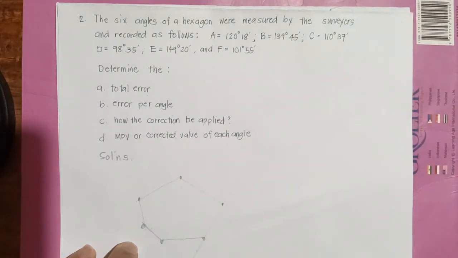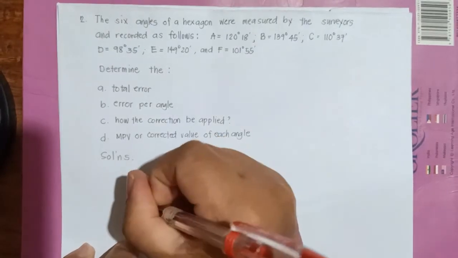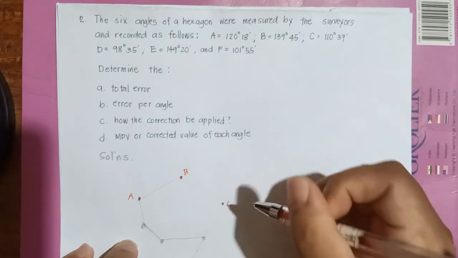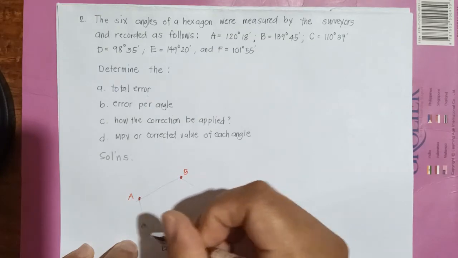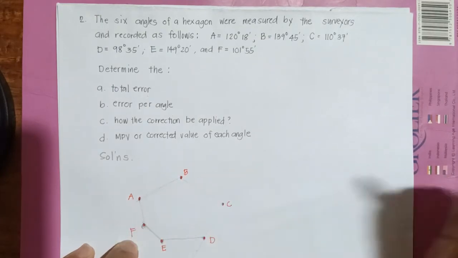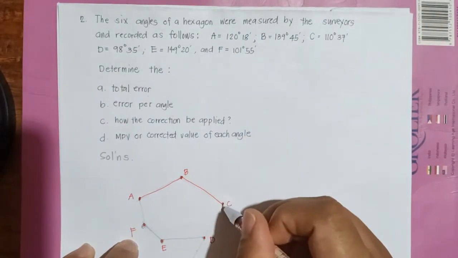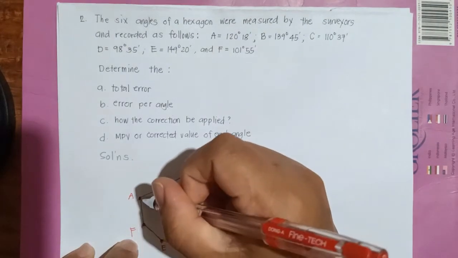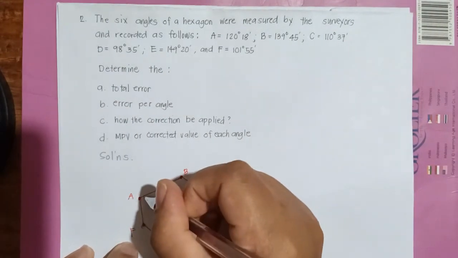Okay, so you might have, this is your A, and this is your B, and this is your C, and this is angle D, angle E, and angle F. Okay, so that is a hexagon, so you just have to connect. Okay. And then you have these measurements.